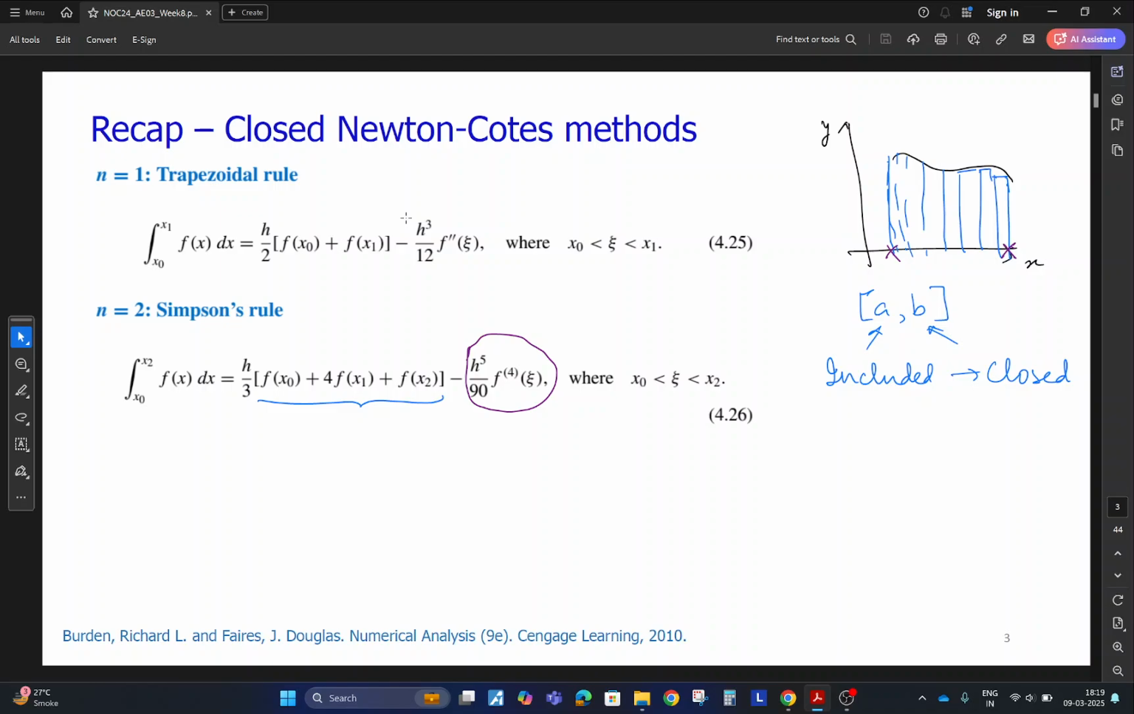And here, rather than just using the two endpoints x0 and x1, we have a third integration point. And thus here we are working with 3 points: x0, x1, and x2. And the formula as given in equation 4.26 is integral x0 to x2 f(x) dx equals h by 3 times f of x0 plus 4 times f of x1 plus f of x2 minus h power 5 by 90, fourth derivative of f evaluated at xi, where x0 is less than xi less than x2.